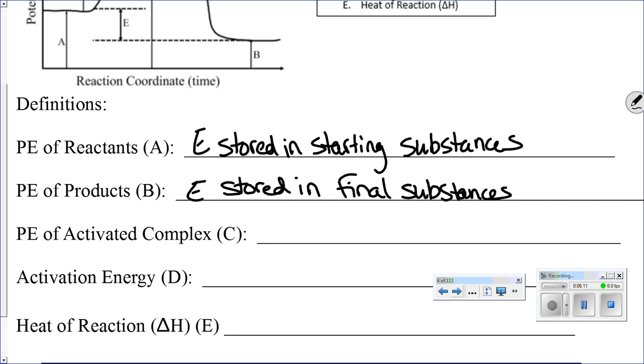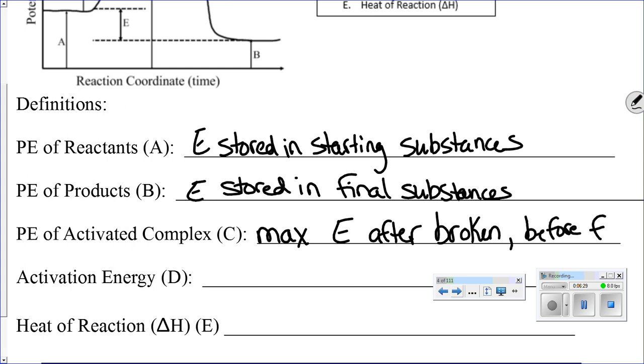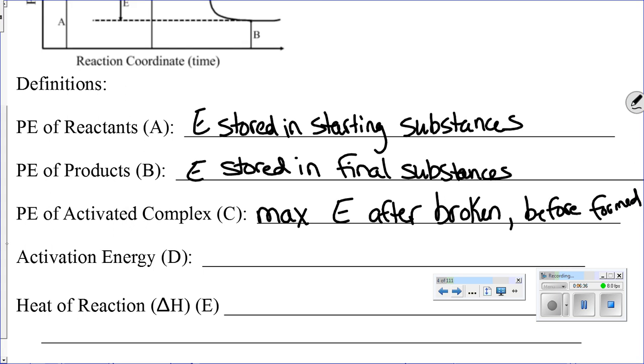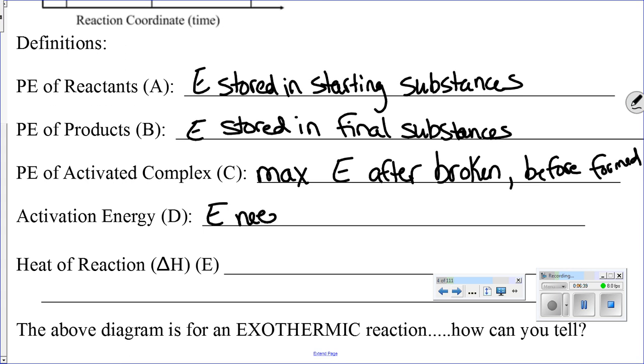Potential energy of the activated complex just means the maximum energy after initial bonds have broken before new bonds have formed. So it's that middle state, that very high thing up in the middle. And the activation energy is the energy needed to break initial bonds.